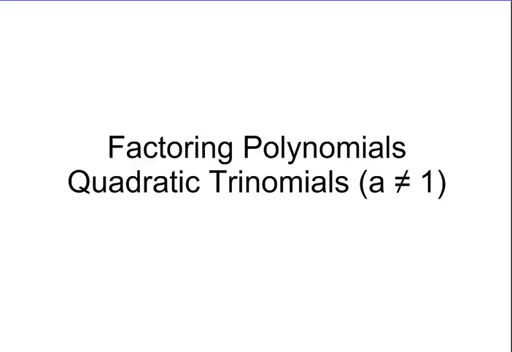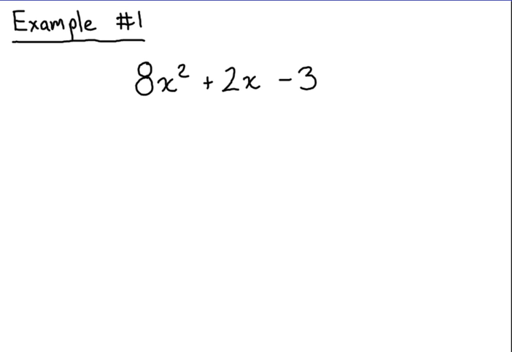Let's take a look real quick at factoring polynomials that happen to be quadratic trinomials where the leading coefficient isn't 1. These are going to take a little bit longer to do than when our leading coefficient is 1, but they're not too much more difficult. Let's look at our first example here.